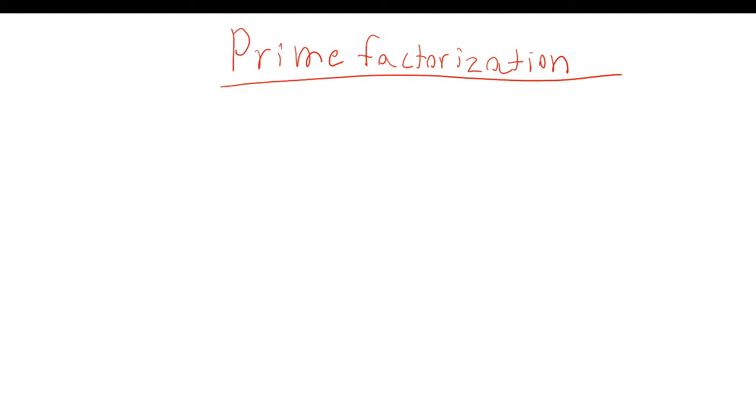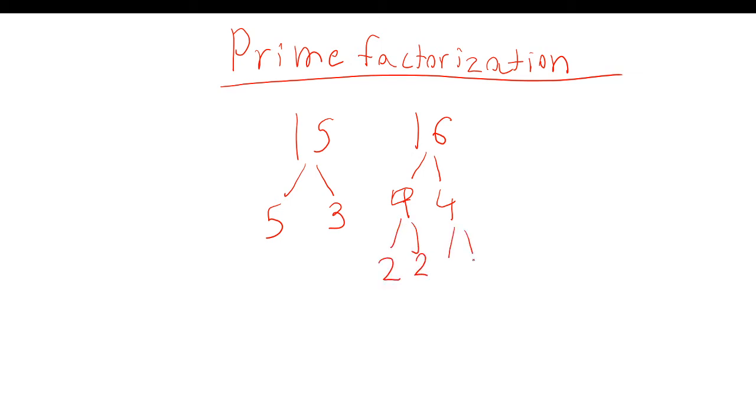So let's say I have something like 15. The way I break this up into a product of primes is 5 and 3. If I have something like 16, I can break this up into a 4 and a 4, and I can break up each 4 into 2's. And then I can express the prime factorization of 16 as 2 to the 4th power.